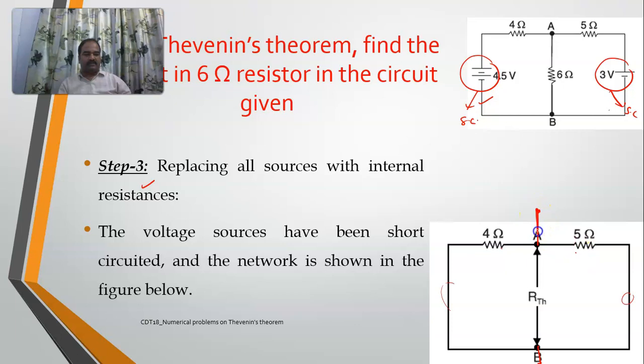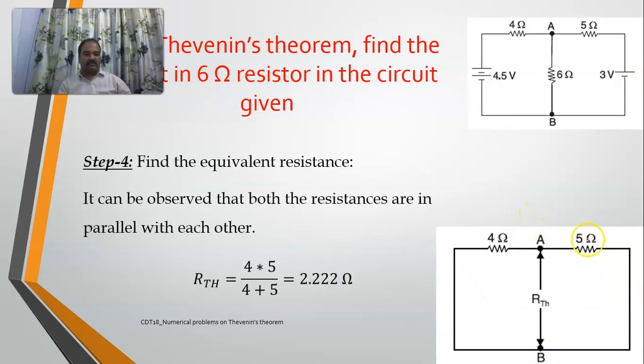So I do have now 2 parallel paths here. One path is having a 4 ohms resistor, the other one is having a 5 ohms resistor. So it can be seen that both the resistances are in parallel with each other. So we consider it like this. It will be easier for you. Current entering and this is leaving. So this is one path and this is another path.